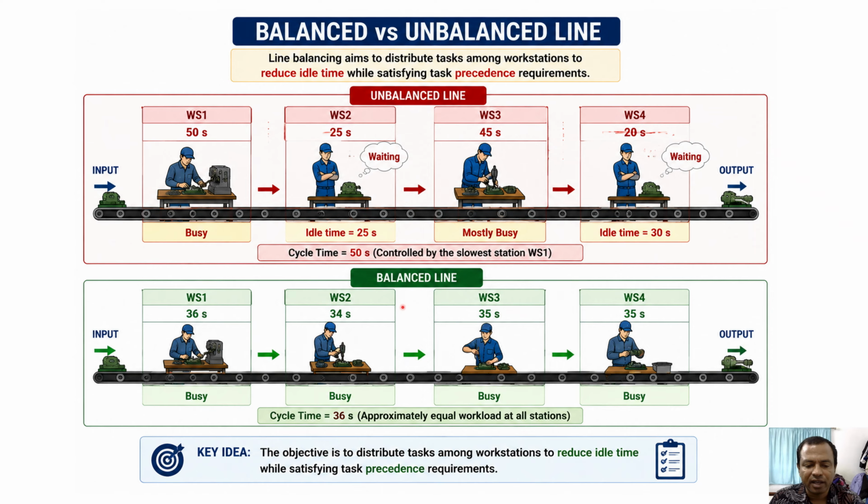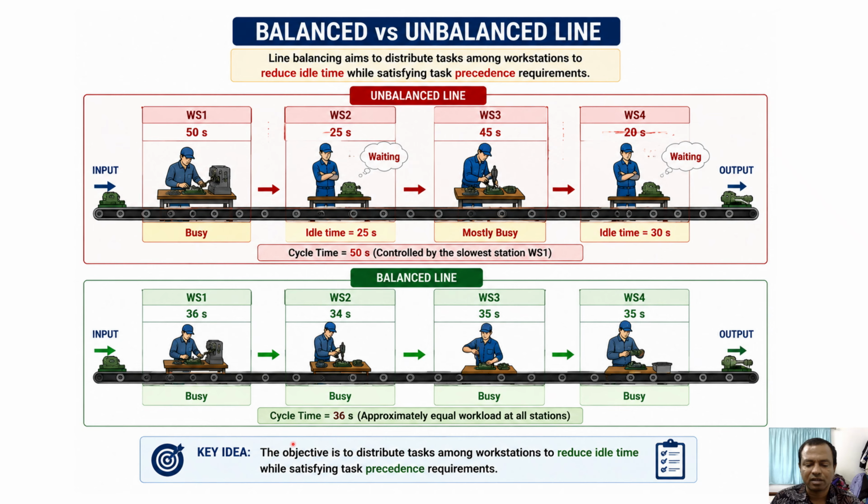But if you distribute the cycle time for each workstation in such a way that it is shown in the figure below, then all the workstations will become busy. All the workstation operators will become busy. So here workstation 1's cycle time is 36 seconds, workstation 2 is 34 seconds, workstation 3 is 35 seconds and workstation 4 is 35 seconds. So here not much difference in cycle times.